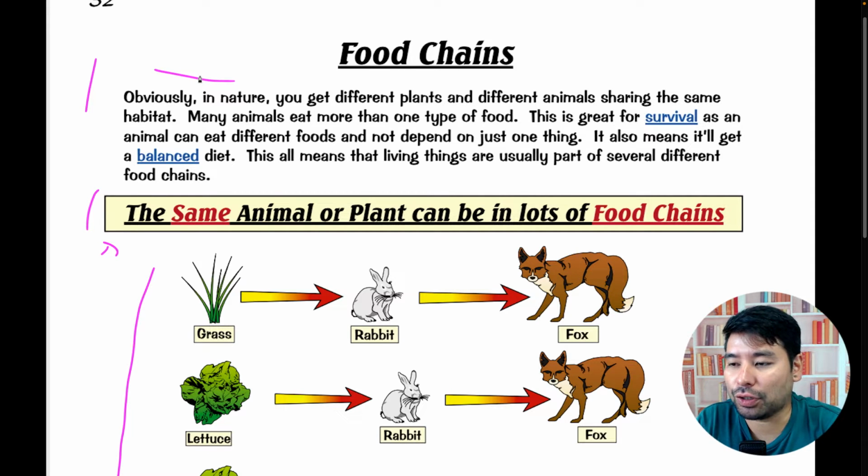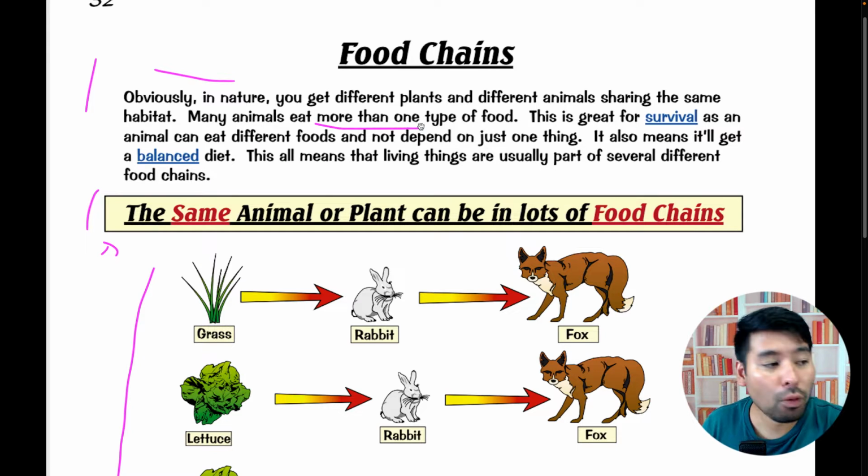Obviamente, in nature, you get different plants and different animals. A gente tem diferentes plantas e animais sharing the same habitat. Eles estão o quê? Sharing, compartilhando o mesmo habitat. Many animals eat more than one type. More than one. Essa combinação aqui é muito boa. Ok? More than one. Mais do que um. Mais do que uma. Então, more than one type of food.